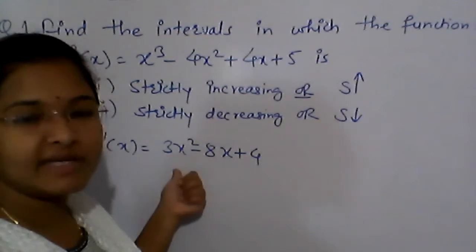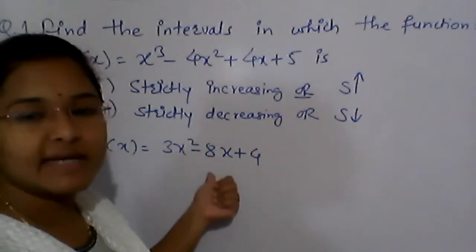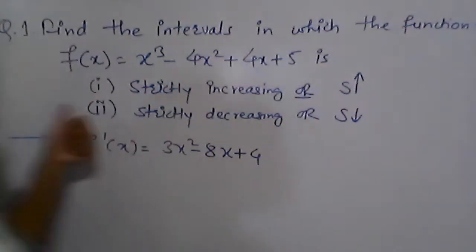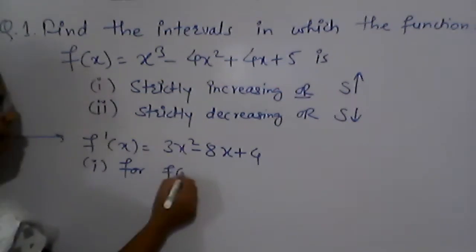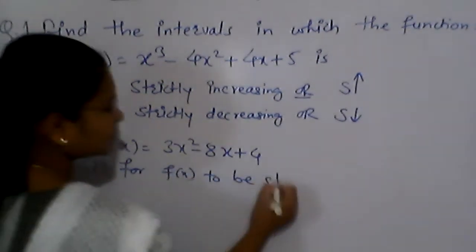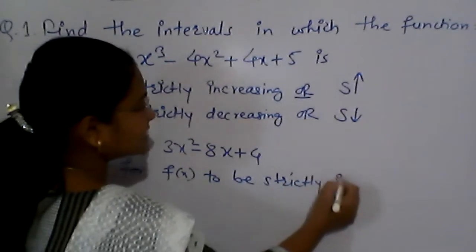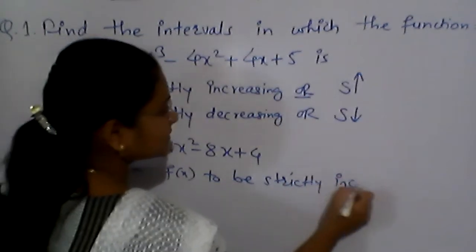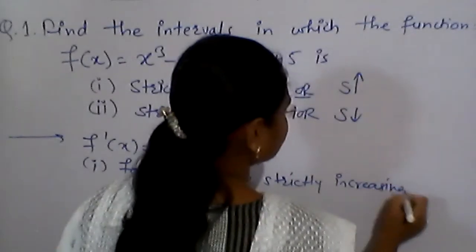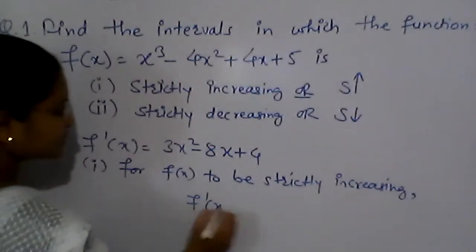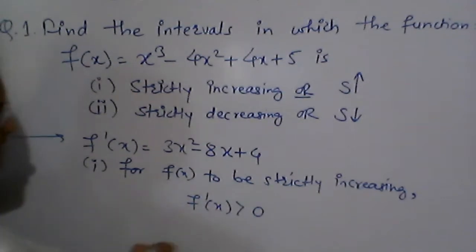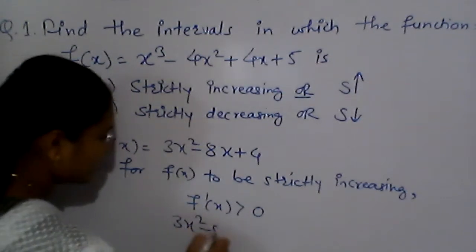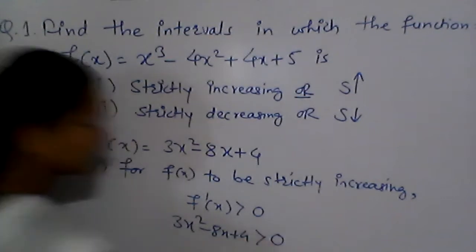Now here the derivative is 3x square minus 8x plus 4. If we first consider for f of x to be strictly increasing, f dash x should be strictly greater than 0. So what is the derivative here? We have found it: 3x square minus 8x plus 4 strictly greater than 0.